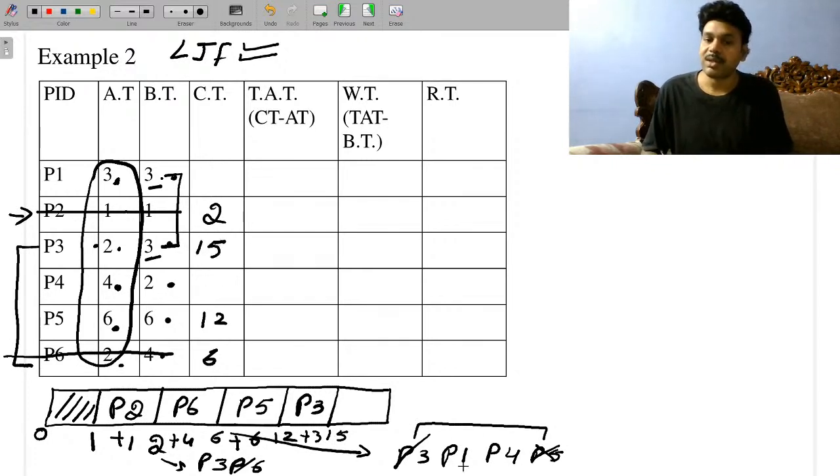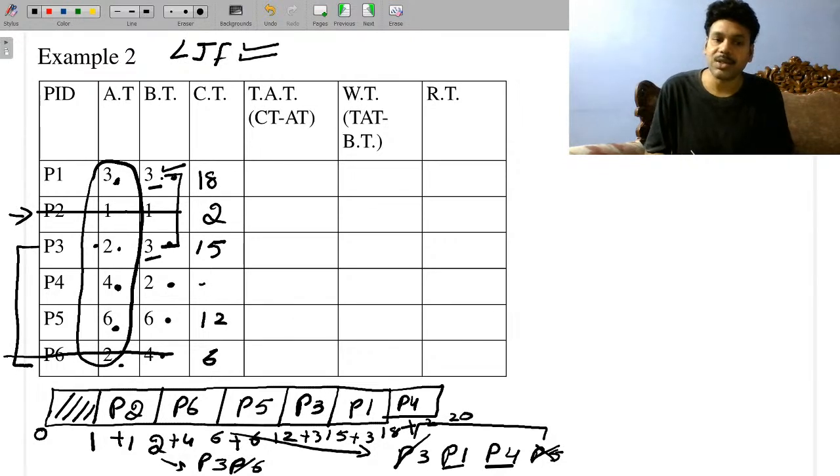Now in the race, P1 and P4 are there. P1 requires 3, P4 requires 2. Therefore, P1 has the longest burst time. There is no tie. Therefore, P1 is processed, plus 3. It is 18. So by 18, it is completed. Next, the last, only one process. No scheduling required. That is plus 2. So it is completed by 20. So this is how you can directly do the problem.